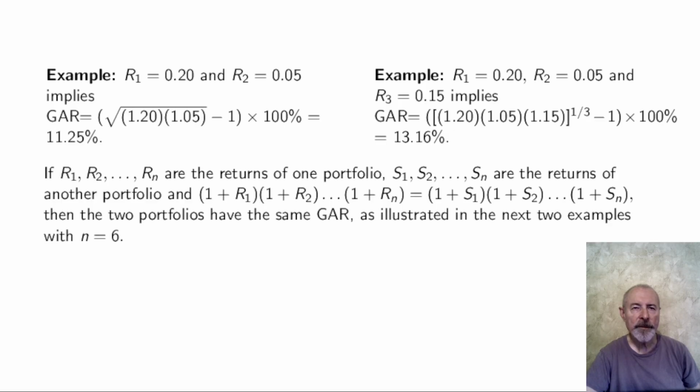If you have two different portfolios, and their returns in decimal form are R1 through Rn and S1 through Sn, and if 1 plus R1 times 1 plus R2 up to 1 plus Rn is equal to 1 plus S1 times 1 plus S2 up to 1 plus Sn, then the two portfolios have the same GAR, and, assuming they started with the same value, they have the same terminal value.